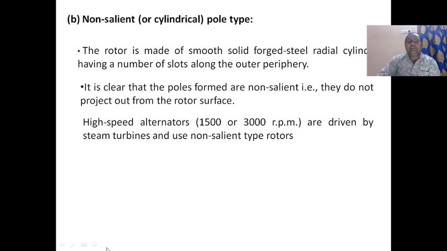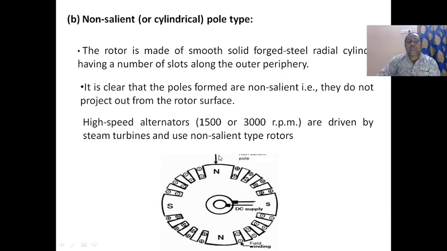These are driven by steam turbines and use non-salient type rotors. So these are cylindrical structures. The winding is placed in slots, in between slots. So we give the DC supply here. This is a non-salient pole. Non-salient poles.